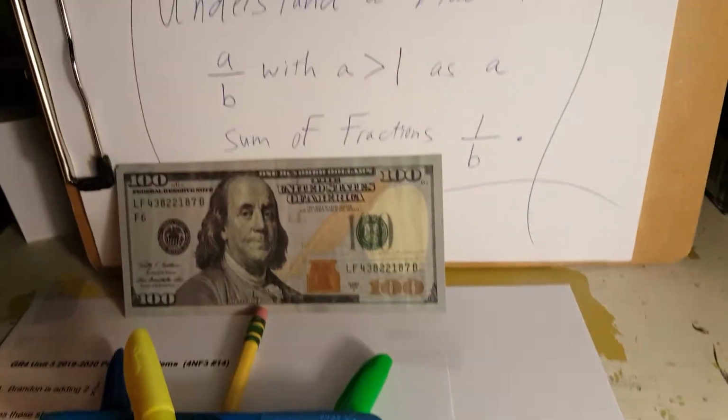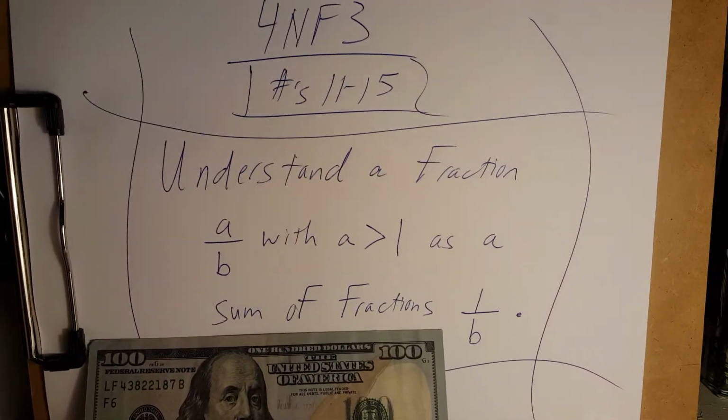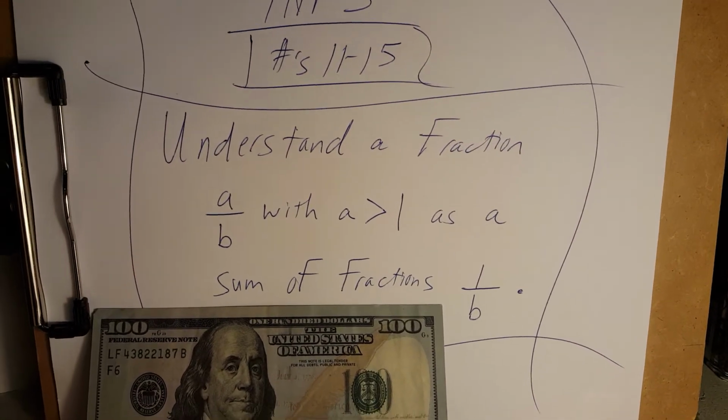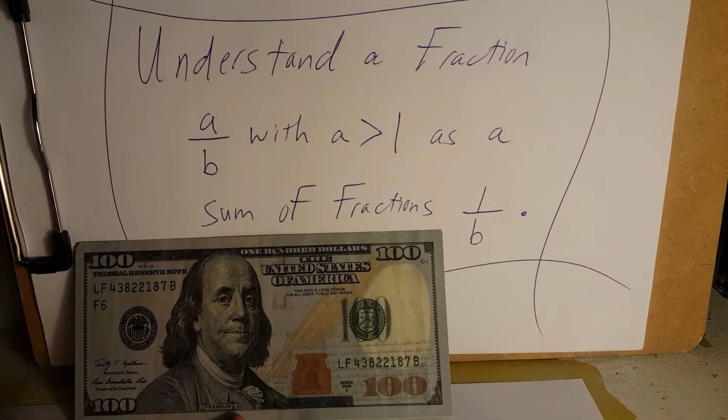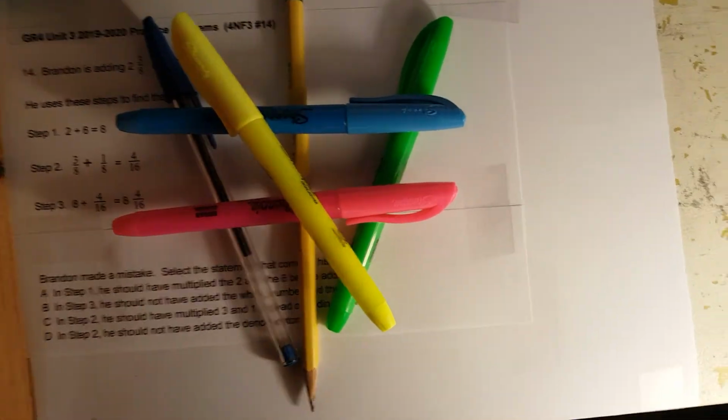Welcome back. Another problem for standard 4 NF3. Understand a fraction A over B with A greater than 1 as a sum of fractions 1 over B. Here's our problem.